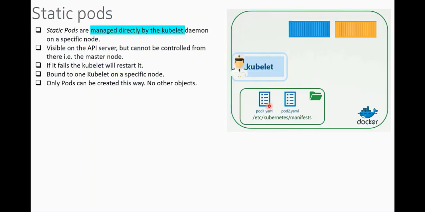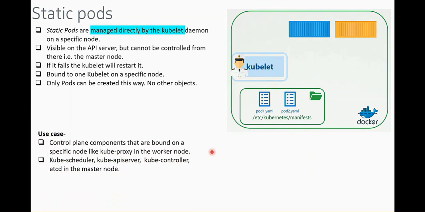Okay, so you must be thinking, what is the use case for these static pods? So the use case is control plane components that are bound on a specific node, like kube proxy in the worker node. We all know that kubelet and kube proxy are control plane components, right? And kube scheduler, kube API server, kube controller, etcd, these are all parts of the master node. But how are they created?